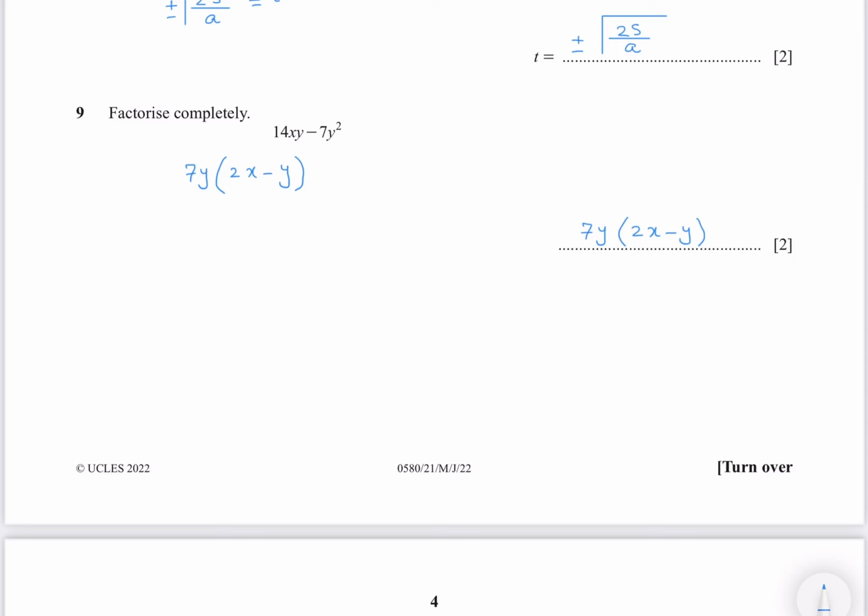Factorize completely. So take 7y as common. So it will become 2x minus y. So this is your answer. Easy 2 marks.